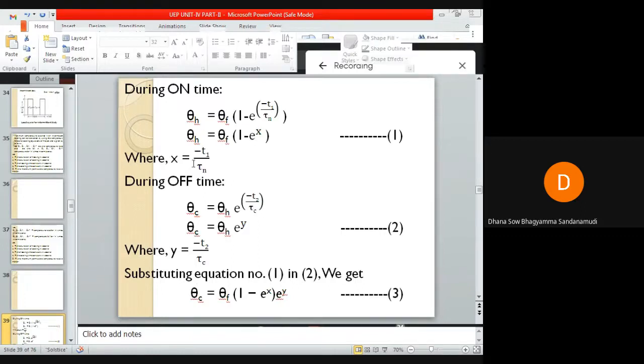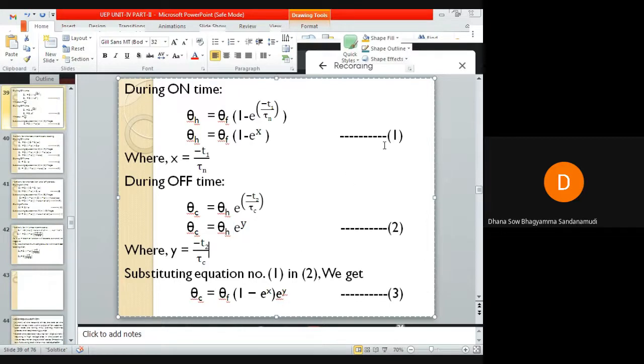Now this is theta h, isn't it? So you can substitute equation number 1 in 2. If you substitute equation number 1 in 2, you will get theta c is equal to theta f into 1 minus e power x into e power y. Consider it as equation number 3. As soon as you complete, inform.